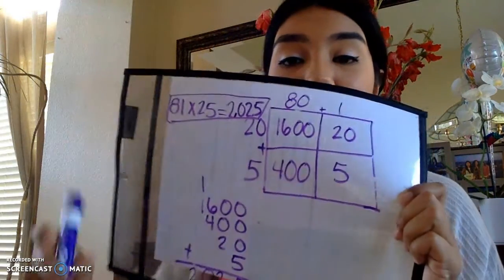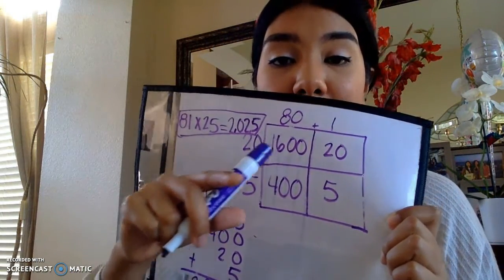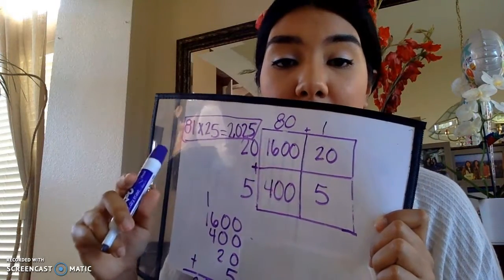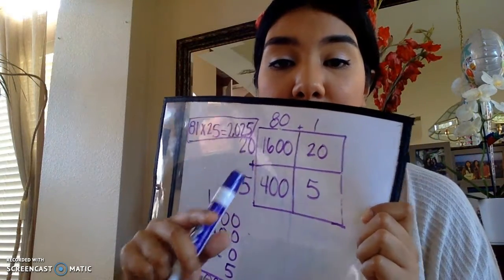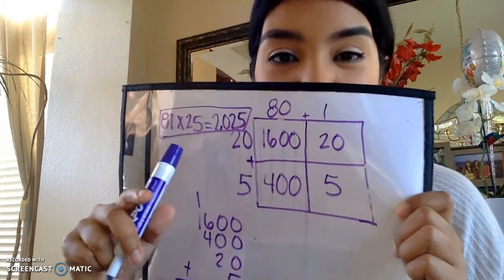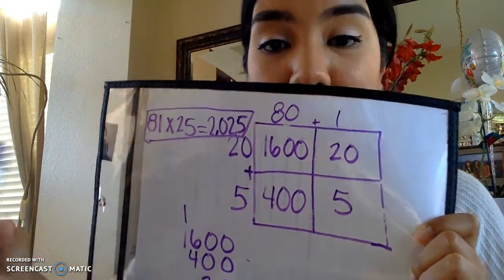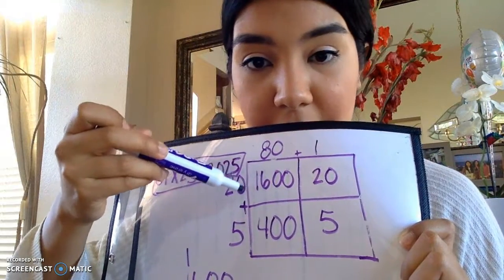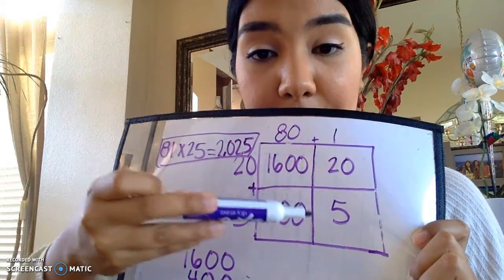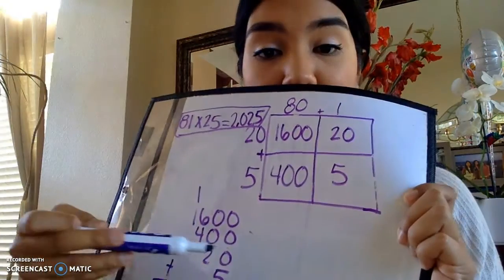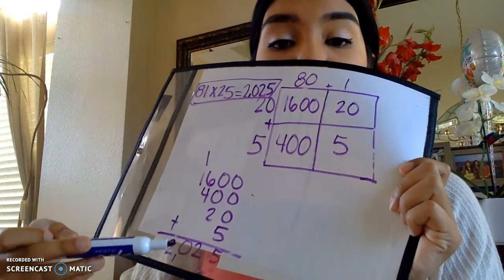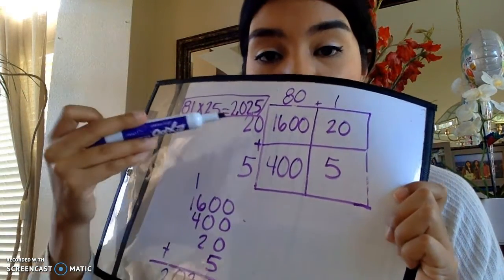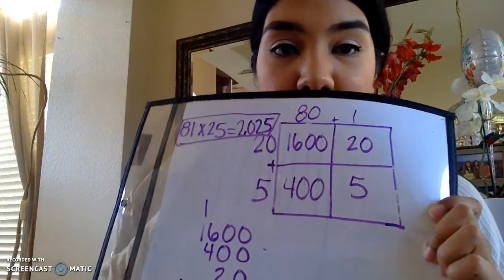And so that was how we did it. The first thing is to draw your square, draw 4 quadrants. Then you want to separate your factors into tens and ones. That's how we got 80 and 1, 81. And then we did 20 and 5, which is 25. And then the next thing was to multiply our numbers together. And then after multiplying, we got our partial products. You add all of your partial products together and you get your final answer, your product. So our product, our answer, is 2025.